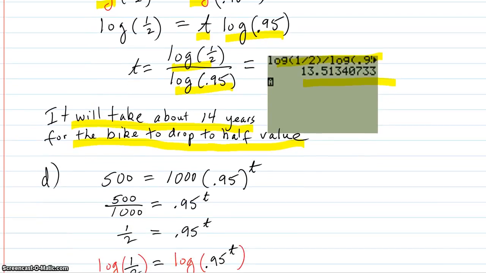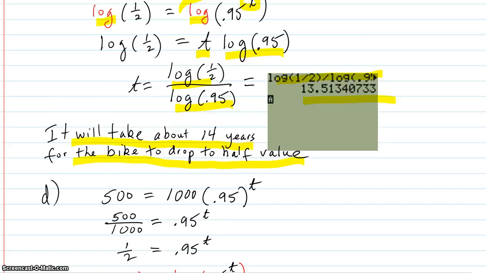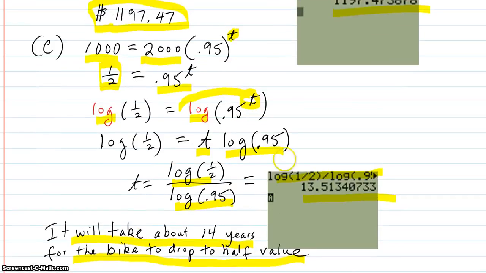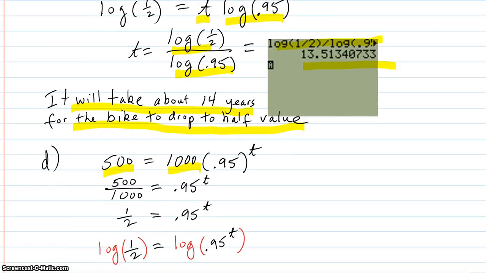Then part D, when will it be halved again? Well, we took half, it was 2,000 going to 1,000. So now we're going to go from 1,000 down to 500. It will be cut in half again. So we divide by 1,000 and get here. We reduce that down to 1/2.